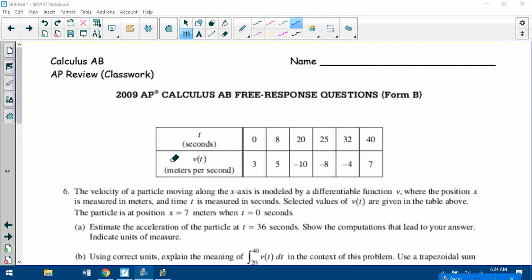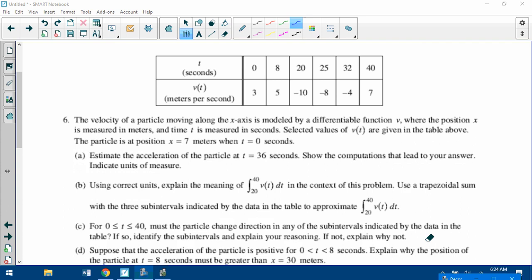So this would have been a no calculator question. The velocity of a particle moving along the x-axis is modeled by a differentiable function v, where the position x is measured in meters and time t is measured in seconds. Selected values of v of t are given in the table above. The particle is at position 7 meters when t equals 0. They're giving you information about the position, and they're giving you the table of velocity.